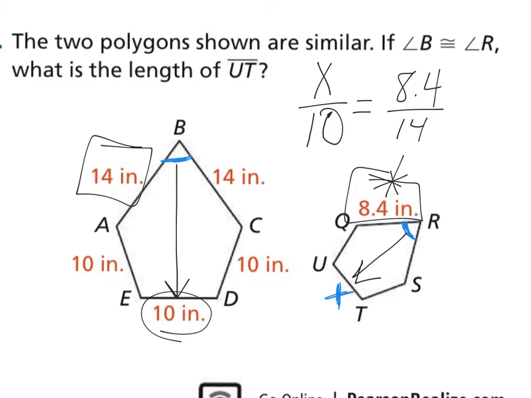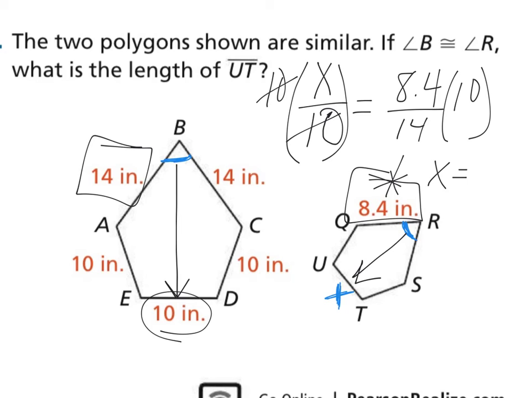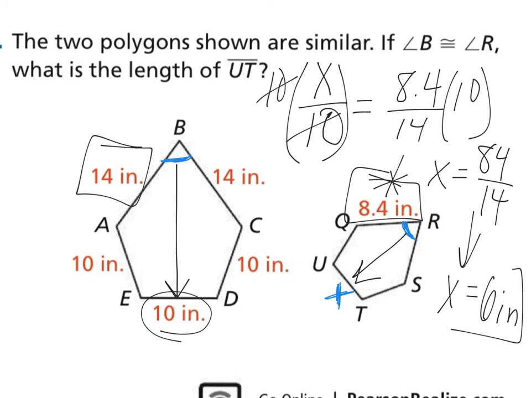Now to solve this, I don't really have a great pattern here. If I don't have a pattern though, that means I can multiply. They're dividing by 10. I'm going to multiply by 10. When I multiply by 10, that moves my decimal over. So I've got 84 divided by 14, which will be 6 inches.